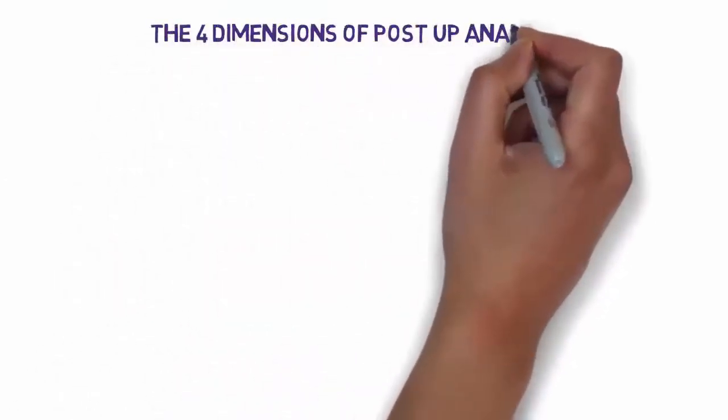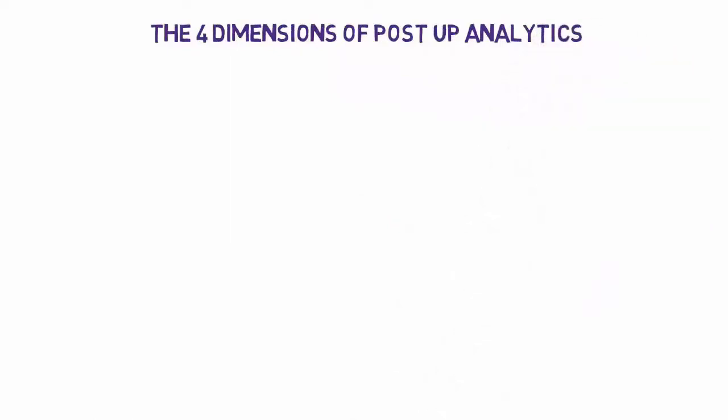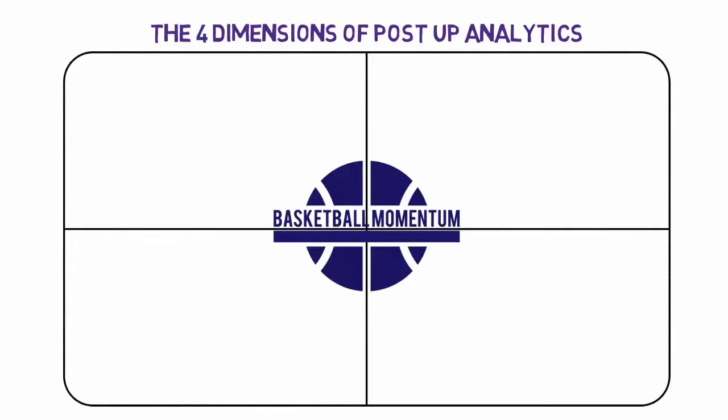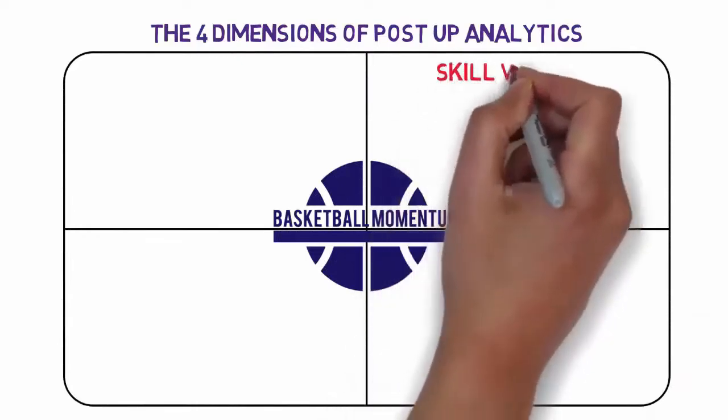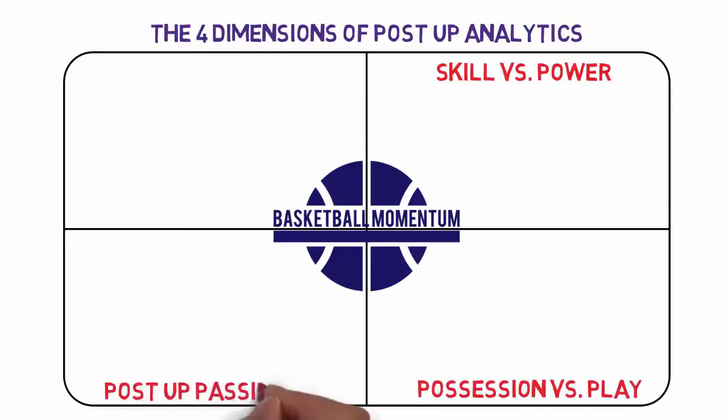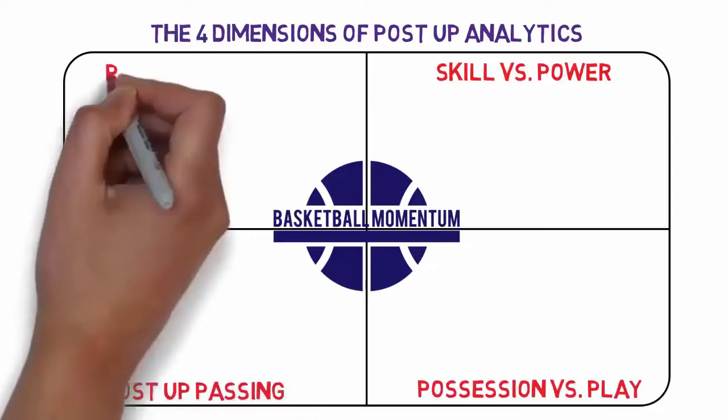Let's take a look at the 4 dimensions of post-up analytics. We start out with the skill versus power theorem. Then we look at possessions versus plays. Third point, post-up passing. And the last one is playoff mismatch.